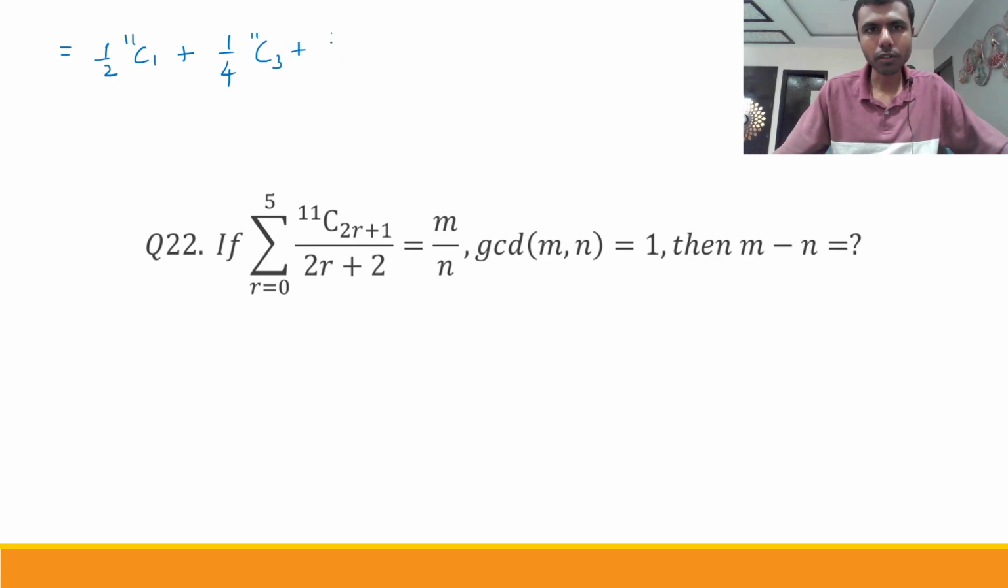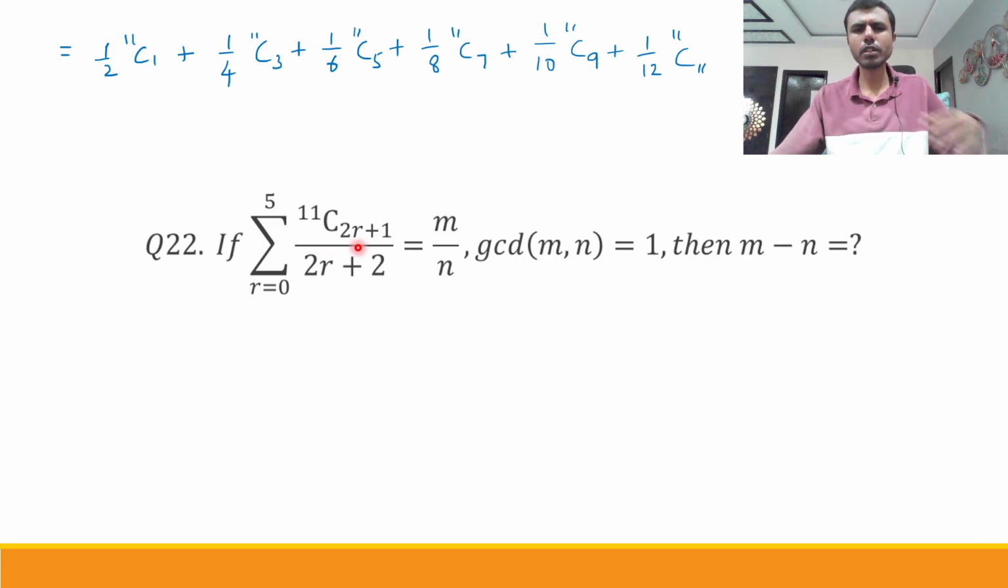Next one would be 1 by 6, r is 2, 11C5. Next one would be 1 by 8, 11C7. And 1 by 10, 11C9. And 1 by 12, 11C11. R is 5, 2 into 5 plus 1 is 11. Now you see, is there a pattern?